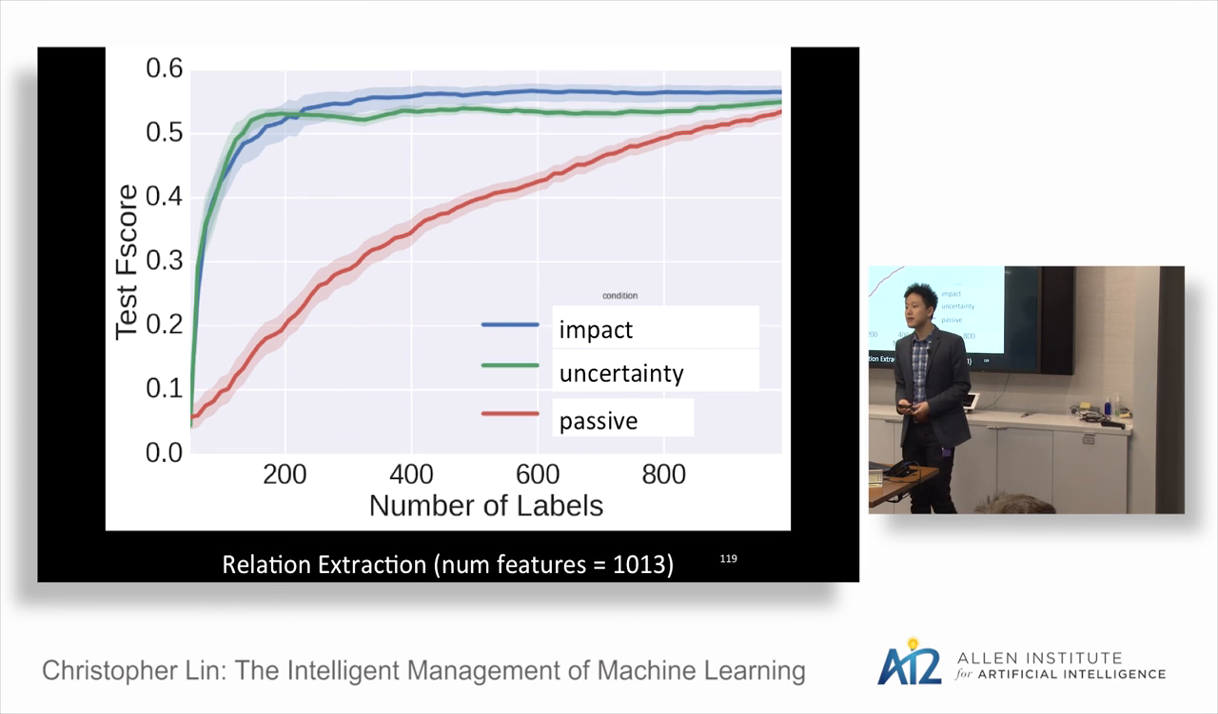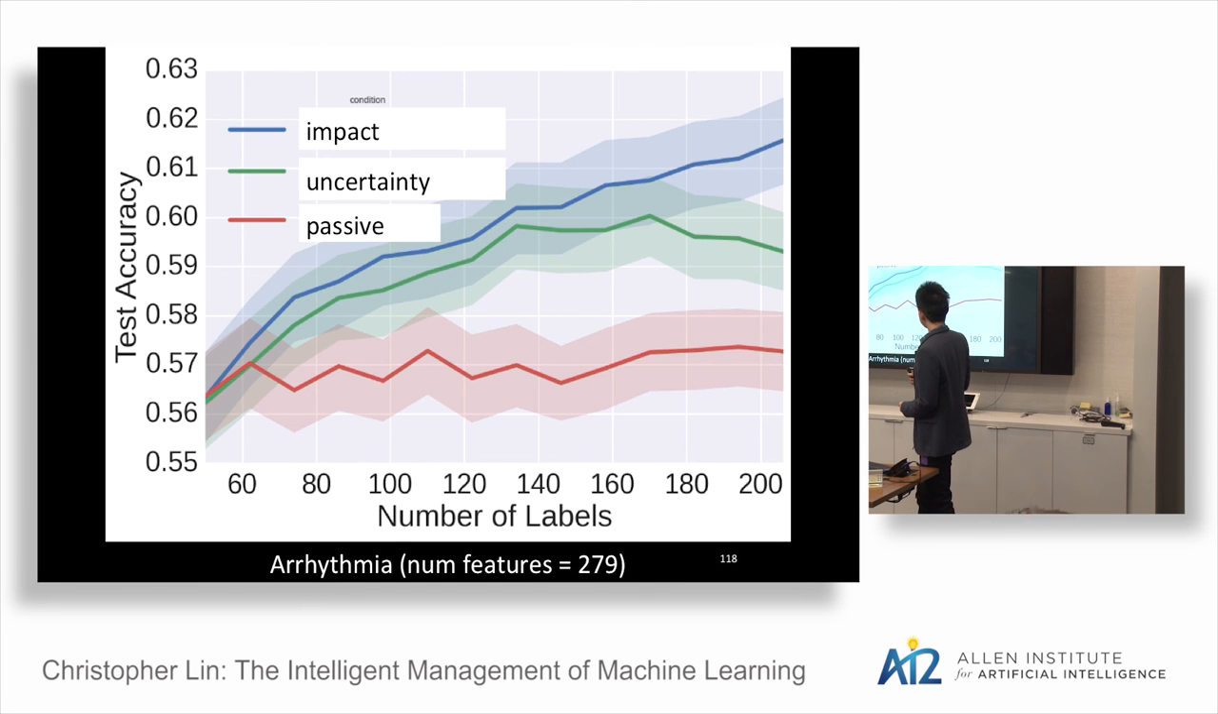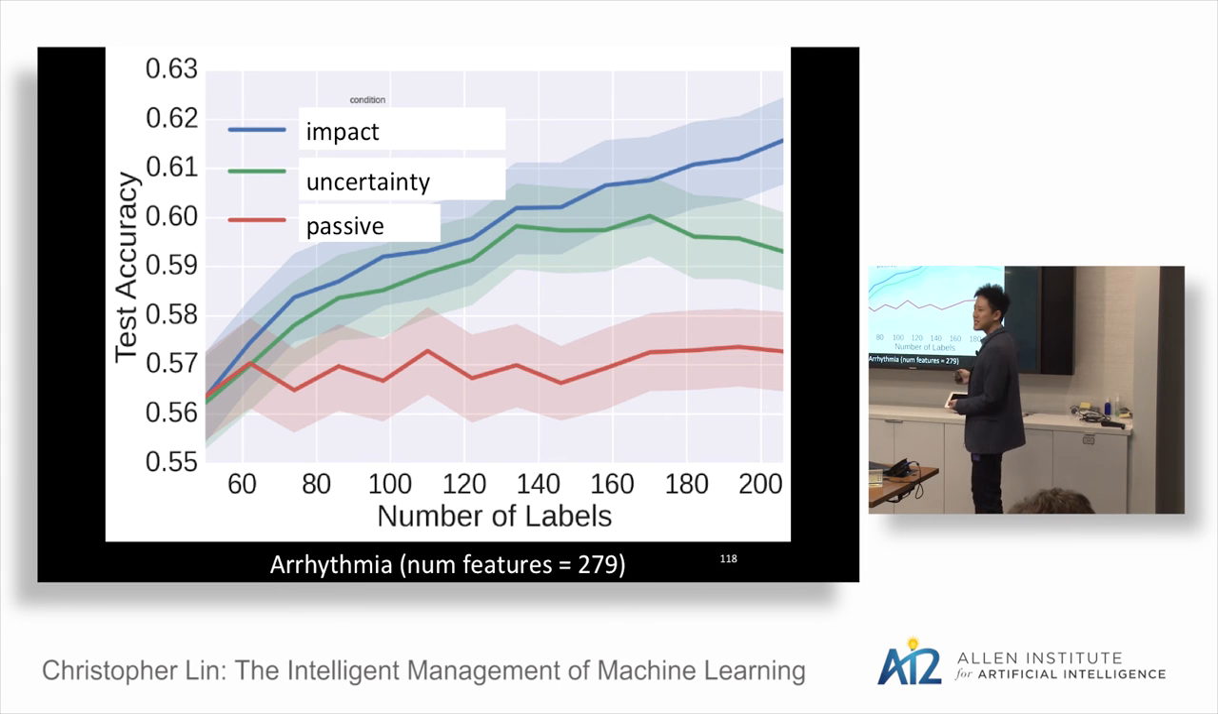Why did you show just one UCI data set? Probably because this was the best one. We did try on a number of them, and several of them worked, several of them didn't, and we do write this in the paper. We say, just like all active learning algorithms, our algorithm doesn't work on all data sets, but here are the ones that work.